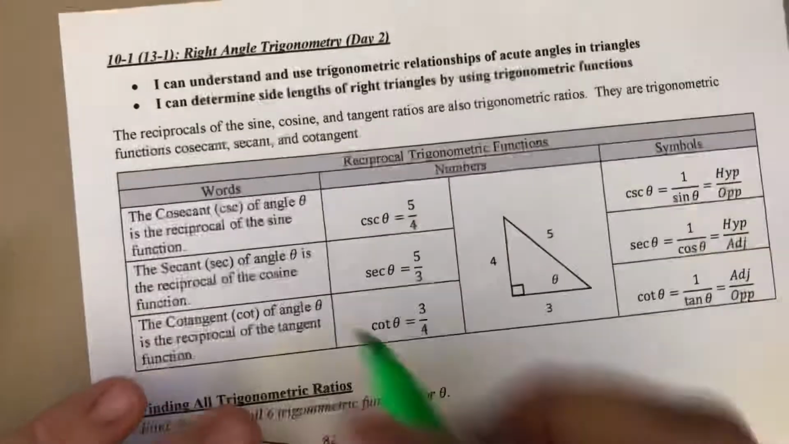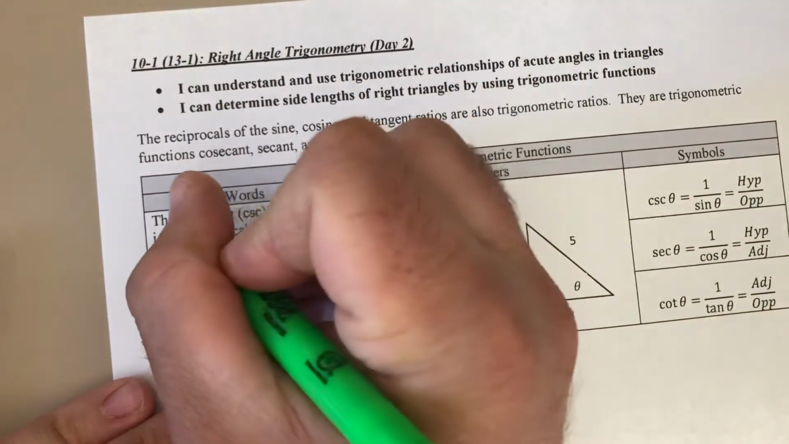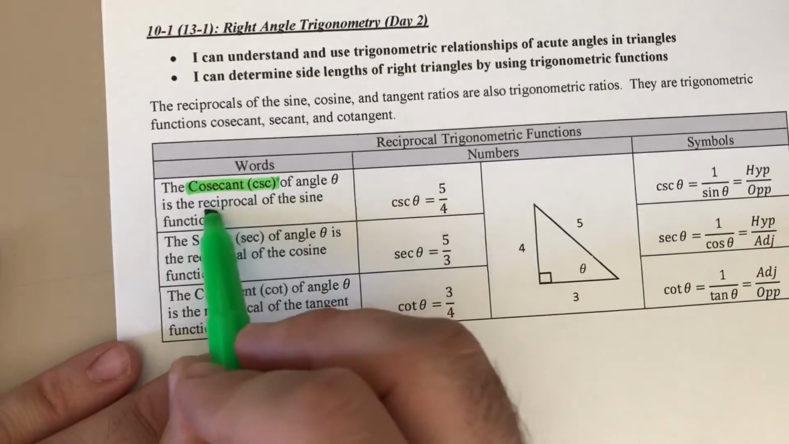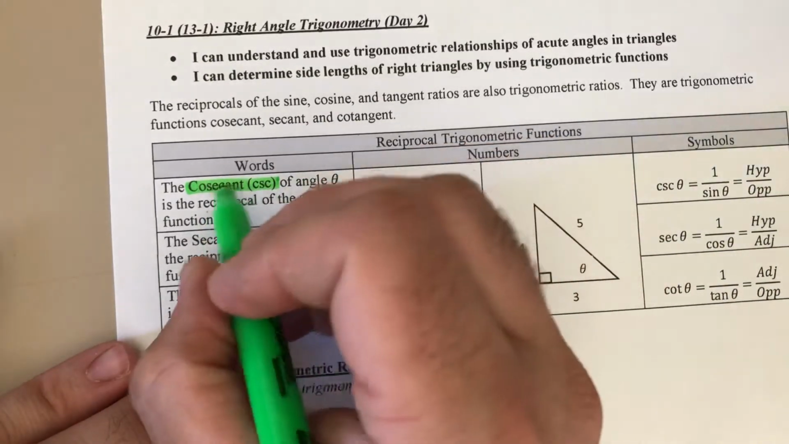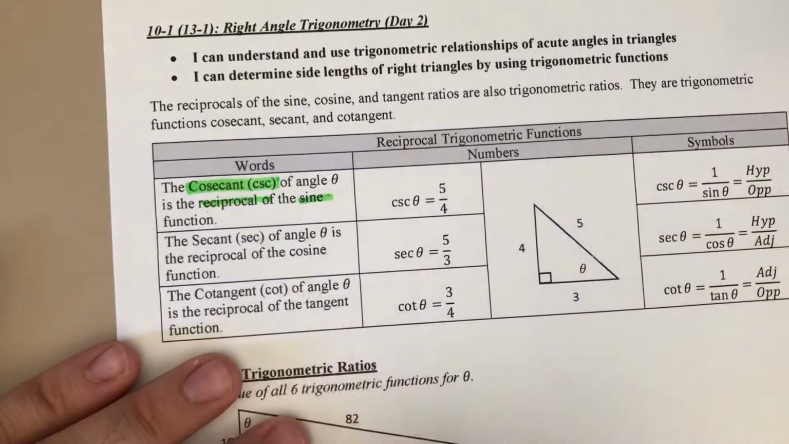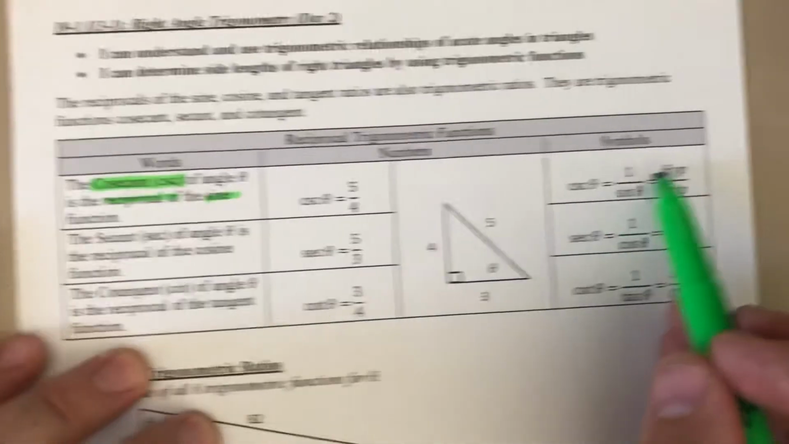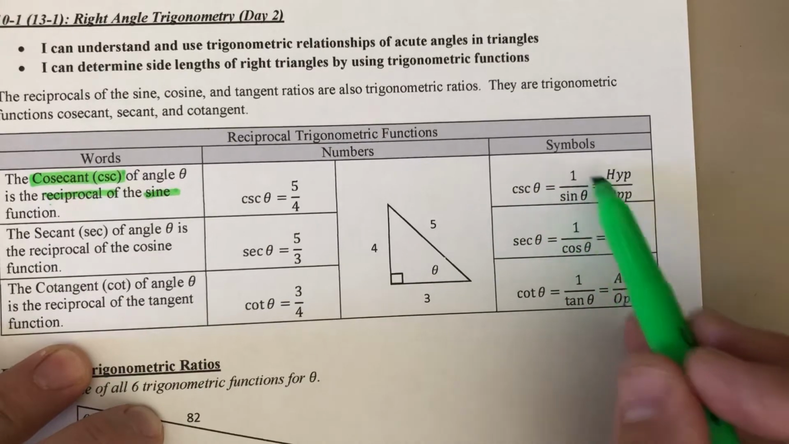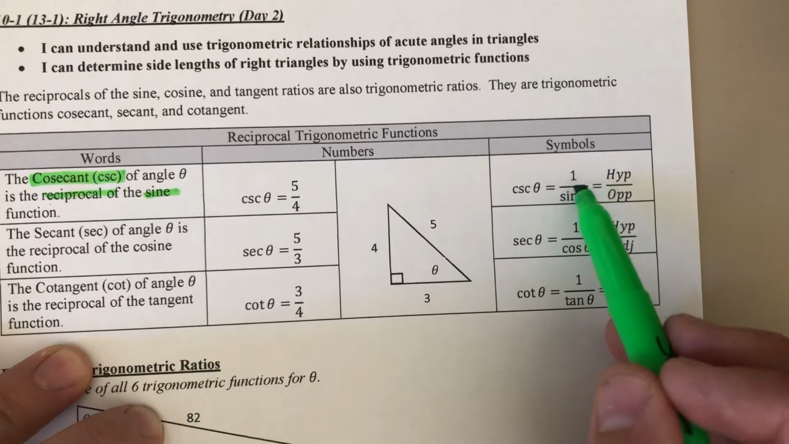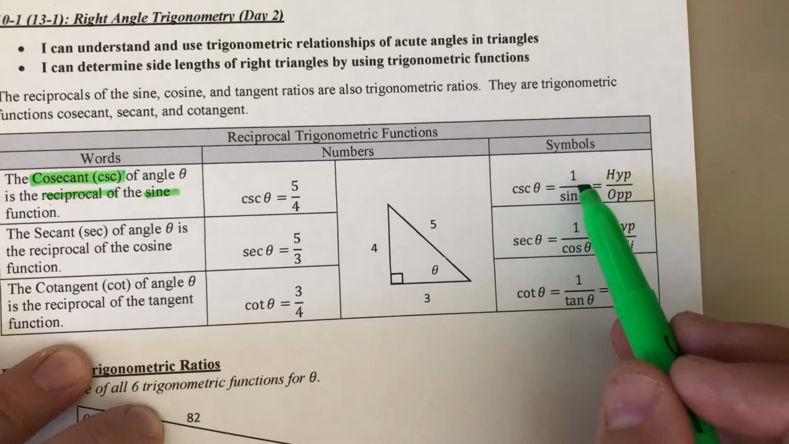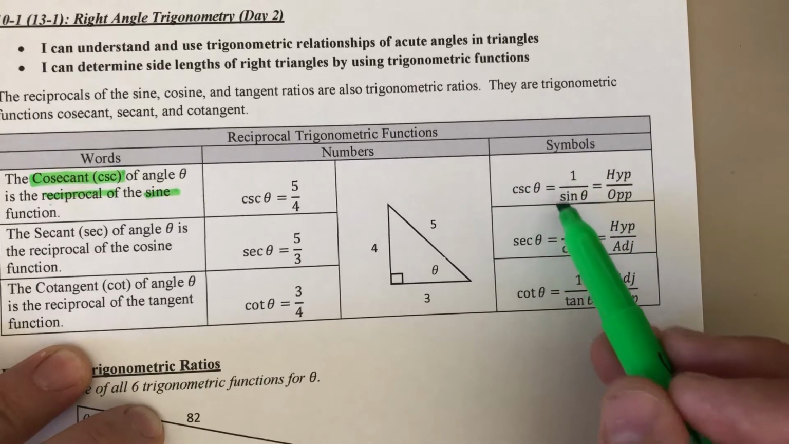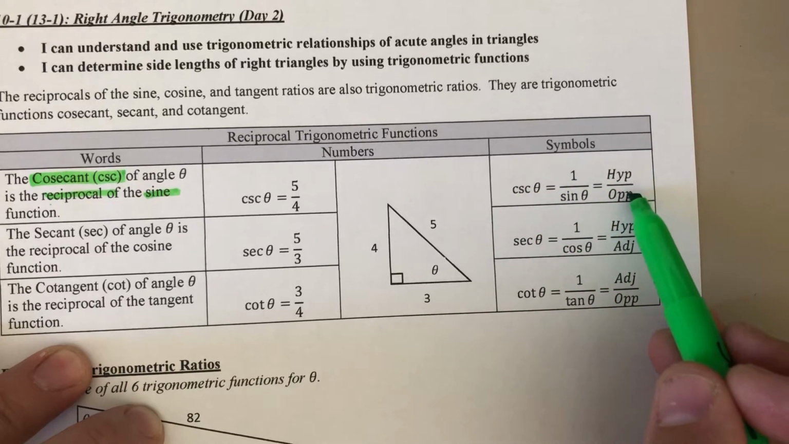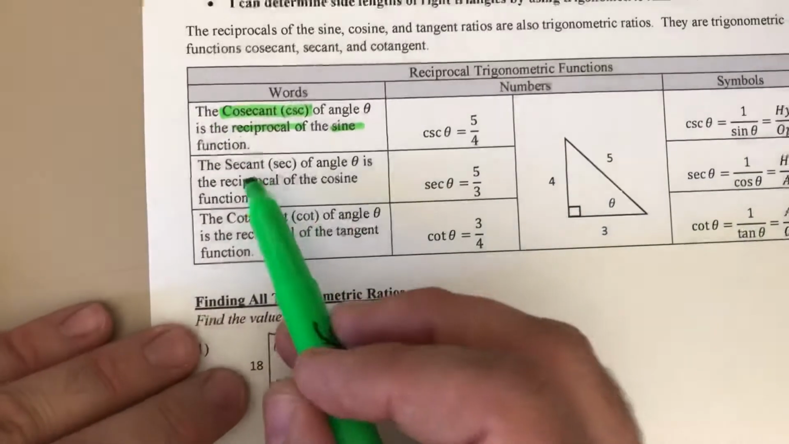One is called cosecant, and it'll be abbreviated CSC. It's the reciprocal of the sine function. You can see it over here: the cosecant of theta is the reciprocal of the sine of theta, 1 over sine theta. That's another way of saying reciprocal. It's like flipping the fraction. Remember, sine is opposite over hypotenuse, so cosecant is the flip of that: hypotenuse over opposite.